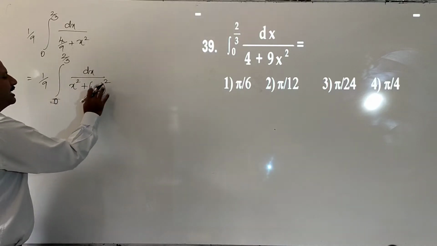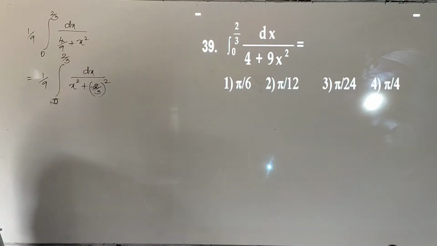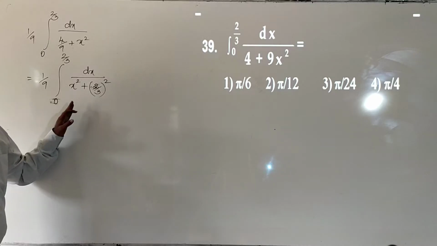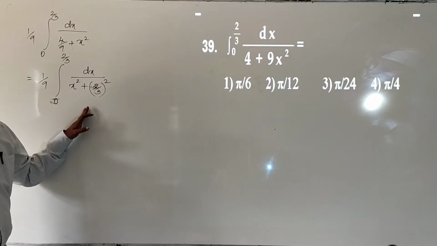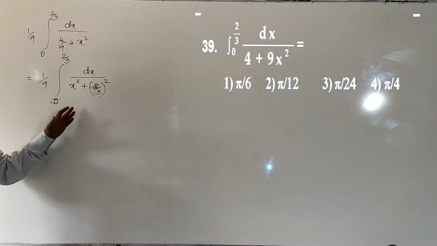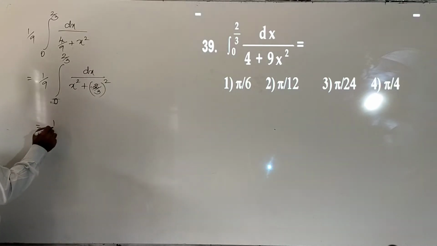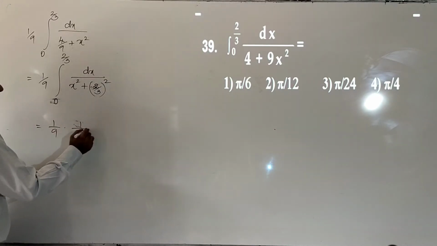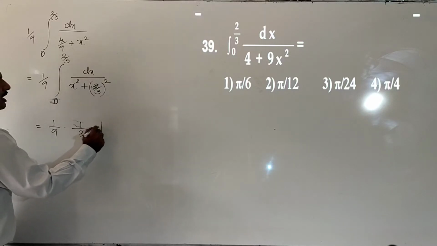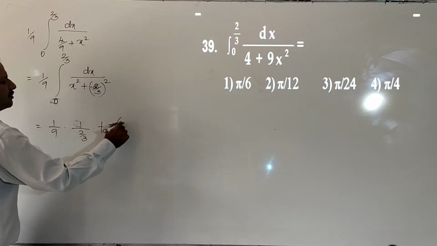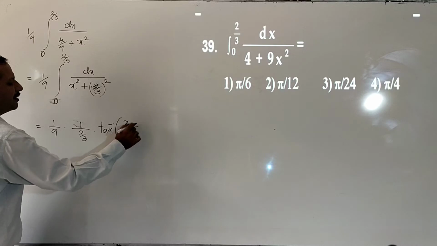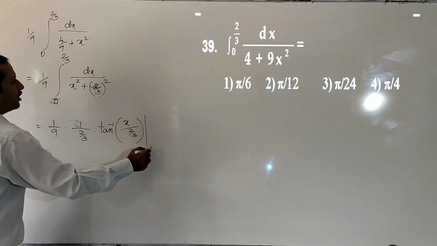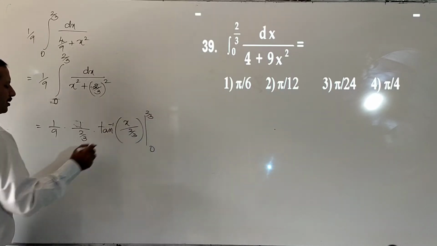So this looks like 1 by x square plus a square. The integral of 1 by x square plus a square is equal to 1 by a tan inverse of x by a. That formula we know. 1 by 9 into 1 by a, that is 1 by (2 by 3), tan inverse of x by a, which means x divided by 2 by 3, from 0 to 2 by 3.